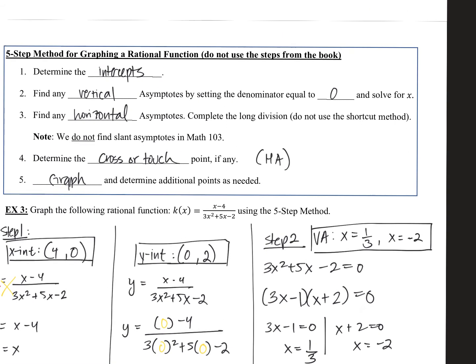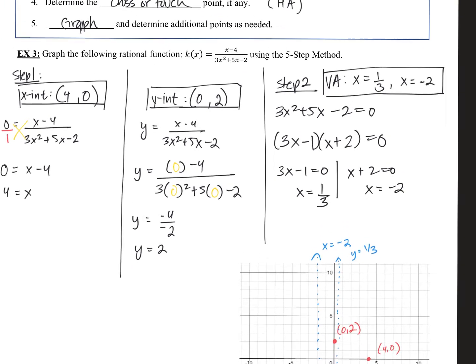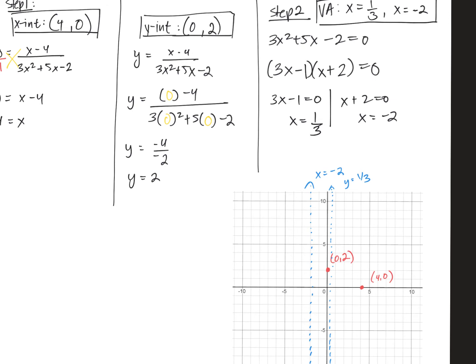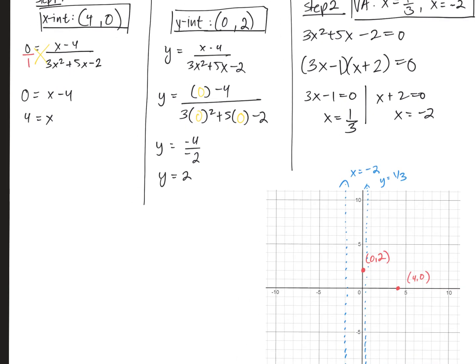What's next? Find any horizontal asymptotes. We're going to do the division method. Okay, let me go ahead and box this up. We're just running out of a little space here, but we're going to try and keep this as neat as possible.